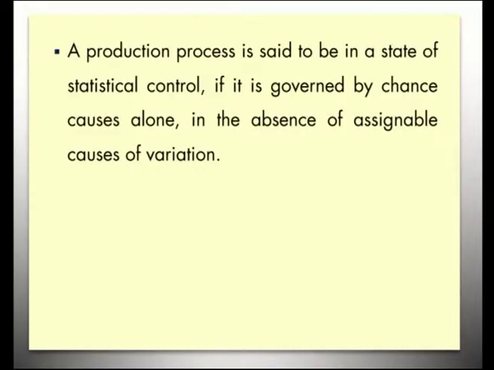Now, after studying the causes of variation, when should we call the production process in quality control? Quality control, in the sense of statistical quality control. A production process is said to be in a state of statistical quality control if it is governed by chance causes alone, in the absence of assignable causes of variation. That is, if the assignable causes are present and eliminated, and only chance causes are allowed, then we call the production process to be in the state of statistical quality control.